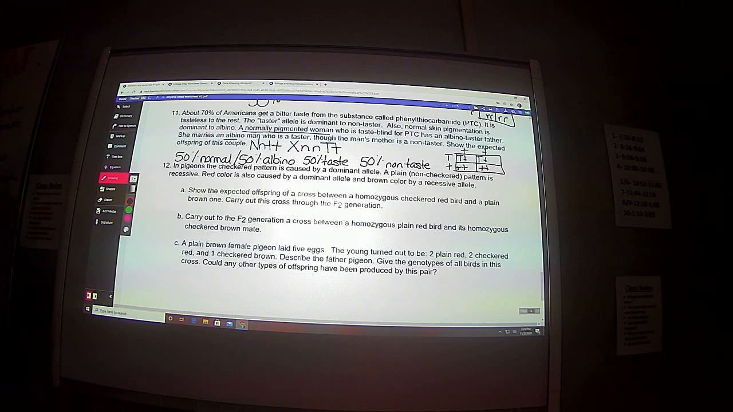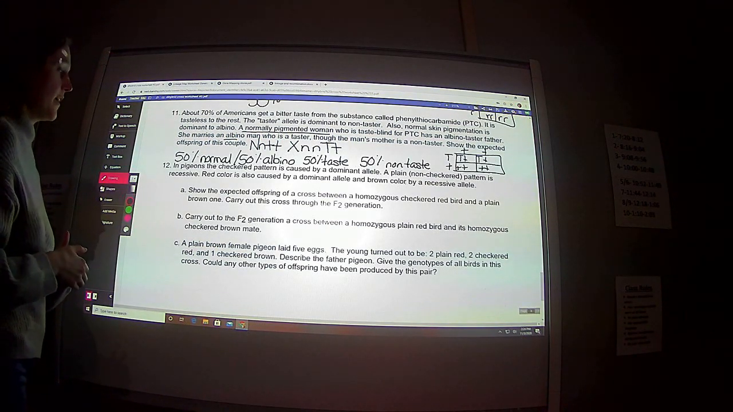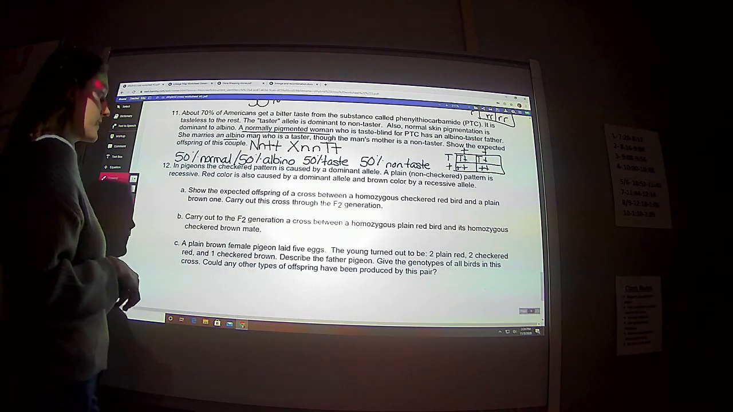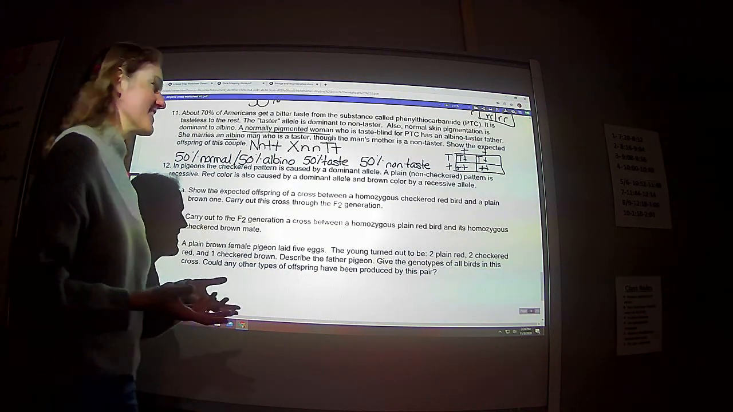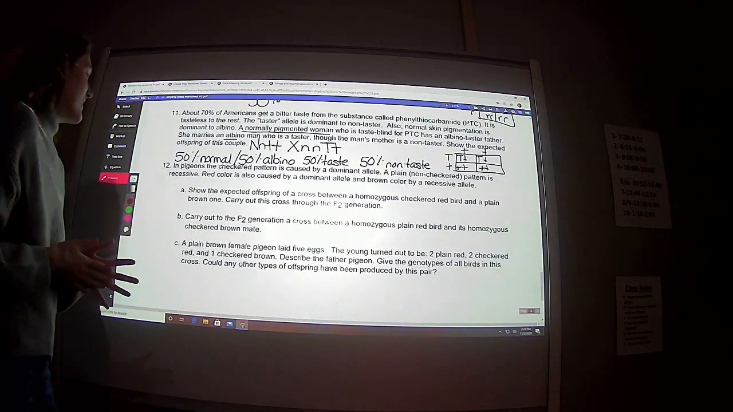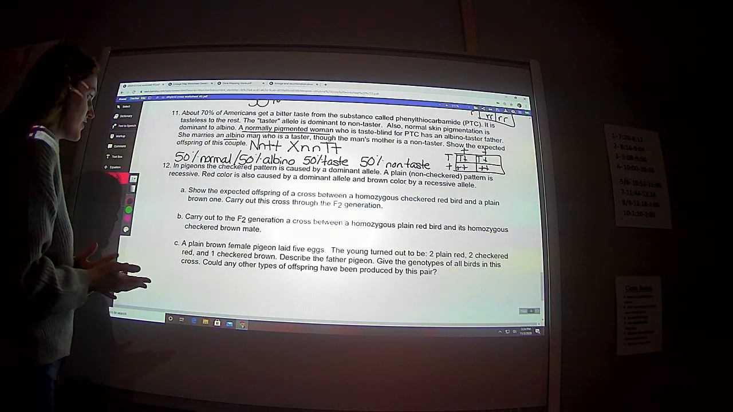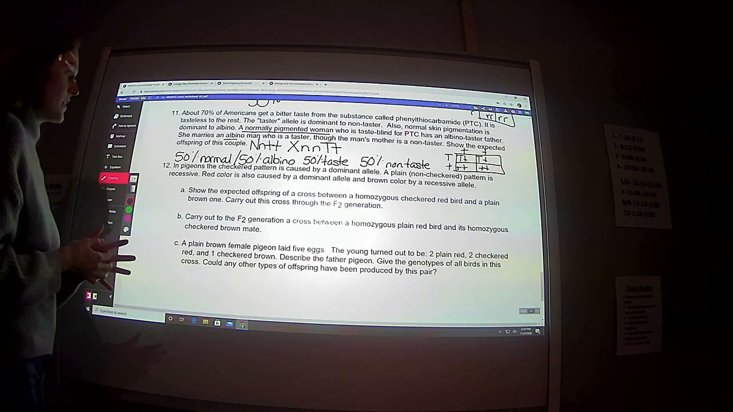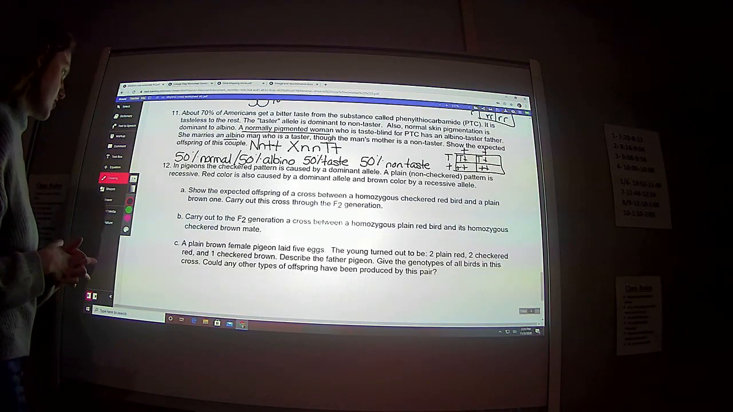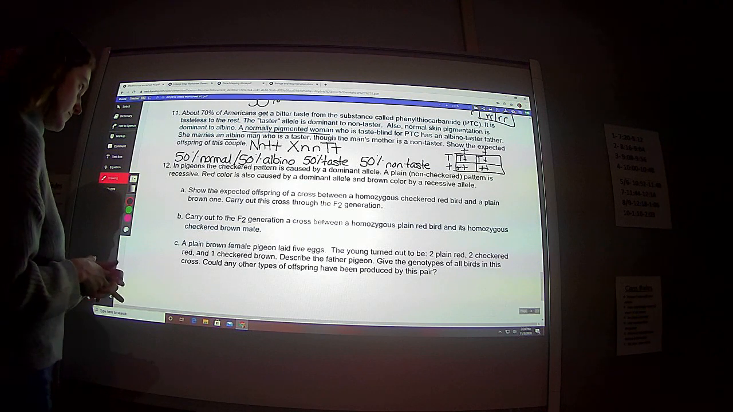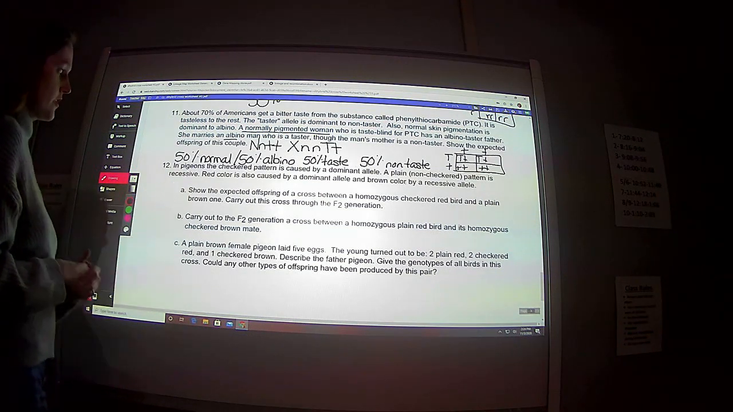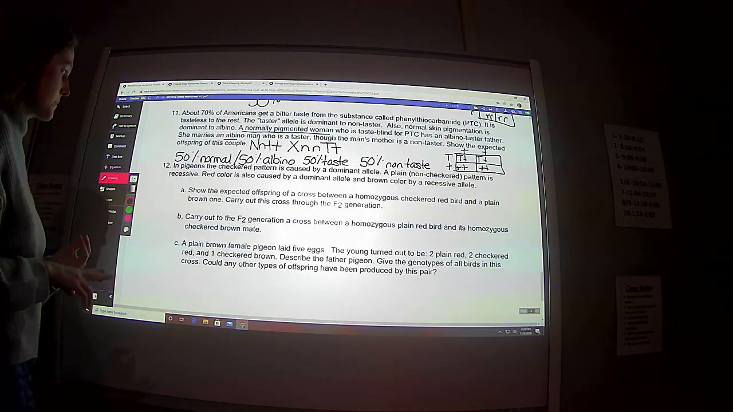So you're expecting to get what? Heterozygous children for all of them. And then you're going to go into the F2 generation, pretend that pigeons can do self-crossing here, and see what you would get in your F2. Carry out to the F2 generation a cross between a homozygous plain red and a homozygous checkered brown female. So ignoring A, then you're just going to do B on its own with two crosses.